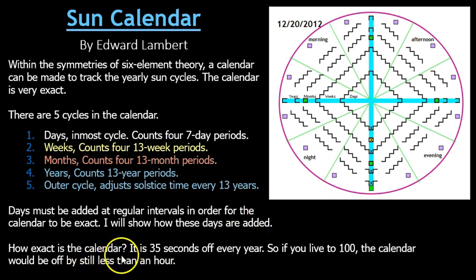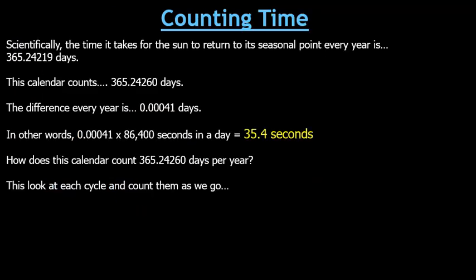How exact is the calendar? It is 35 seconds off every year, and I'll show you how I get there. So if you live to 100, the calendar would still be off by less than an hour after 100 years. You can use this calendar for your whole life and still be very exact and know when the solstice times are, even if you don't have access to computers and scientific things. You'll know pretty much where the solstice times are for your area. So let's get started.